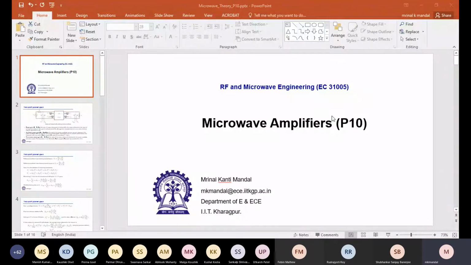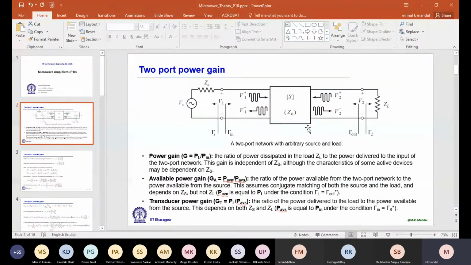Okay, so I think you can see my slides. Sorry. So last year we started amplifiers, and we started with the general situation that an amplifier is a two-port network and the source and load both have different impedances. So in that case, we can have three different gain definitions depending on the load impedance and the source impedance. We define them as power gain.